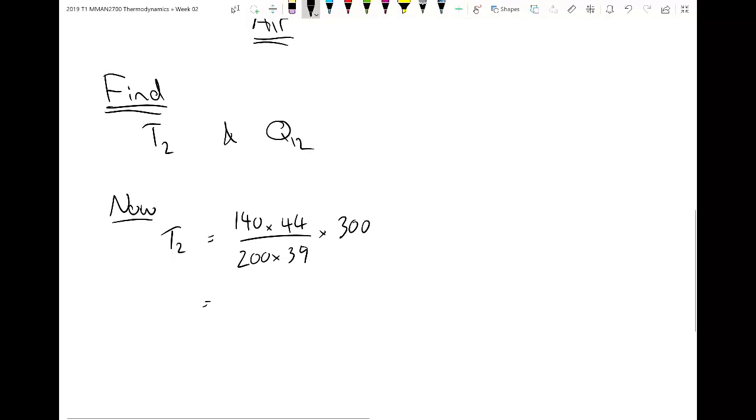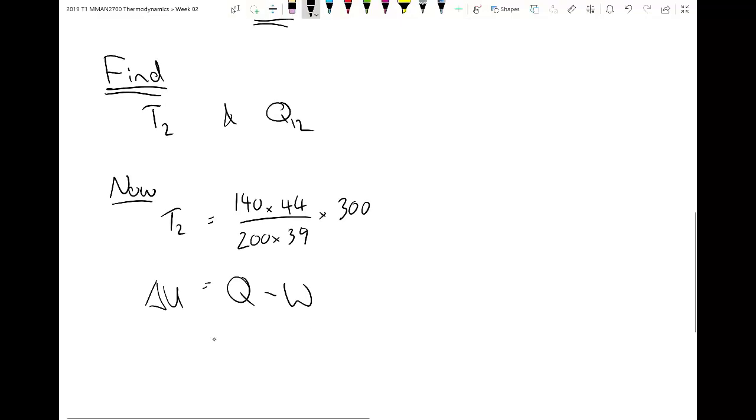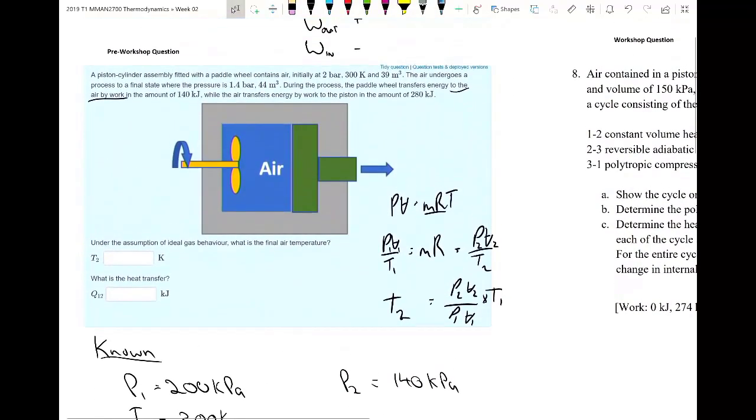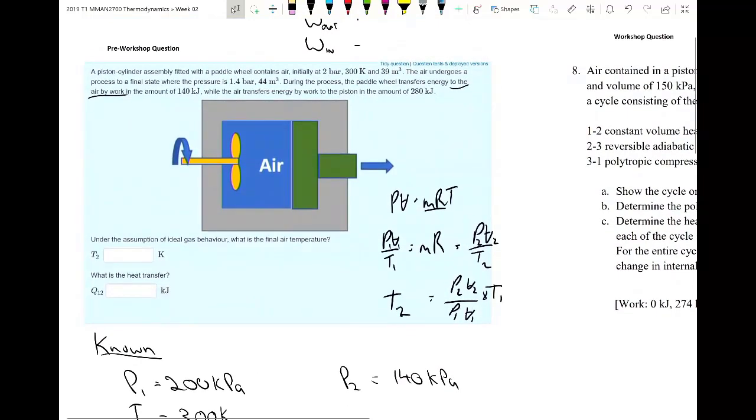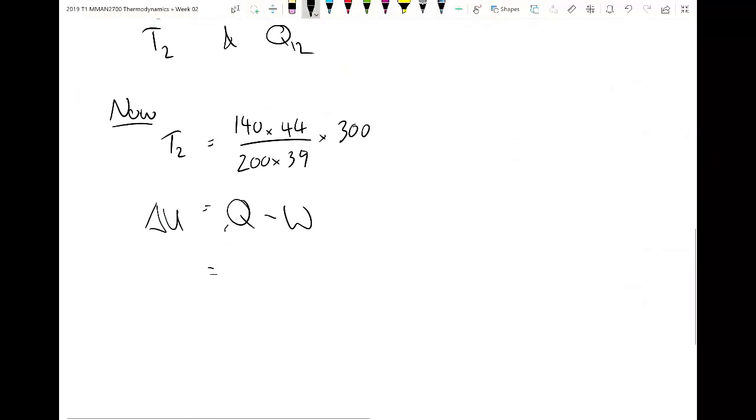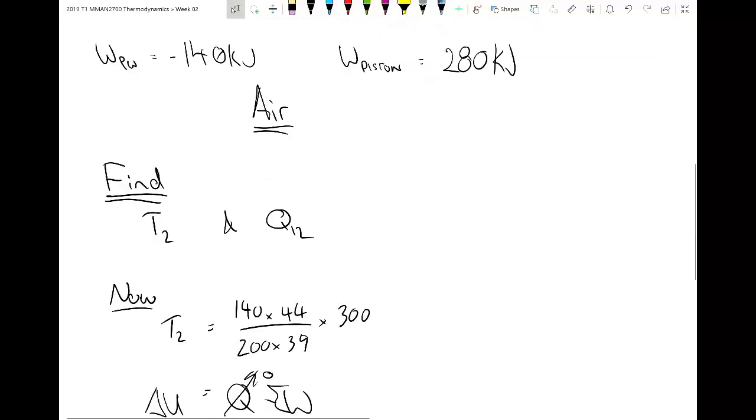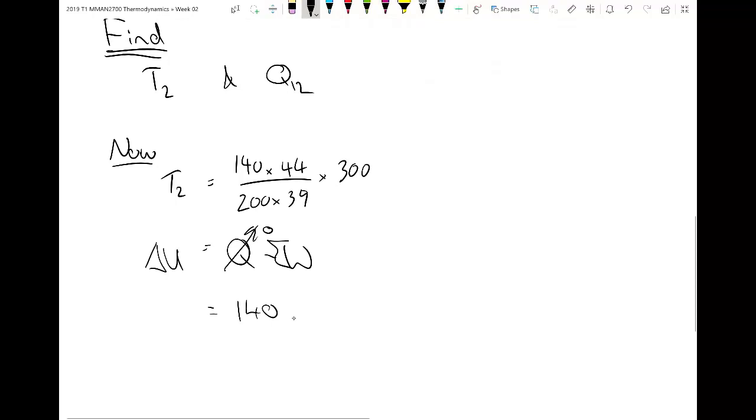Now, to find Q1 to 2, we know that for a closed system, delta U equals Q minus W. We've been working on this all week. We are given no heat exchange, so Q is equal to 0, just making sure that's the case. Good. So Q is going to go to 0. Our work is actually a summation of two works in this case. That's a terrible sigma. Equals minus 140 plus 280. So 140 kilojoules. And our delta U for an ideal gas is mCV delta T.